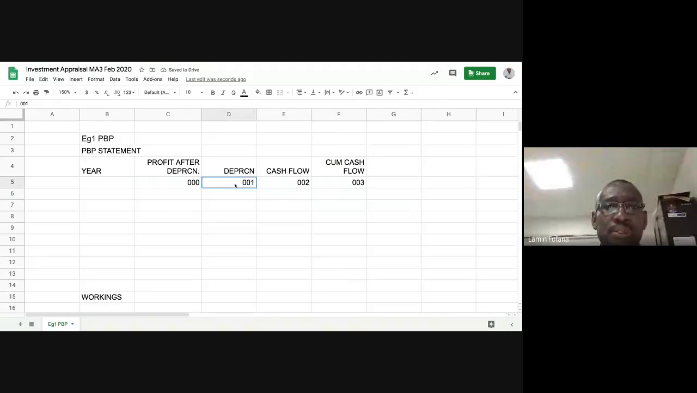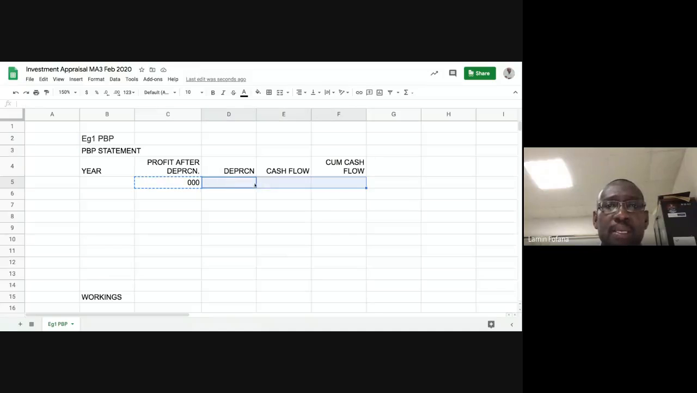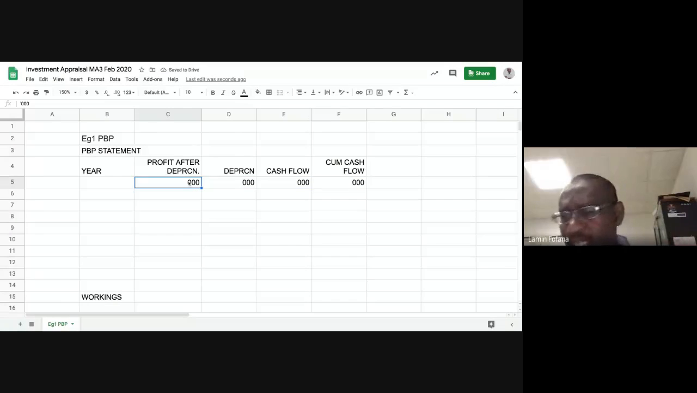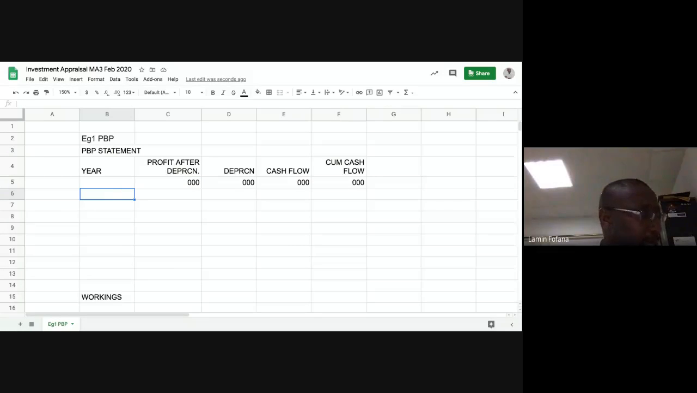Sorry, because it's not a number, so it's just moving to the next one. So I just copy and then duplicate it here, paste. If I'm doing anything on the spreadsheet that you don't understand, please call my attention, then I can explain it to you. So we have year 1 to year 5.